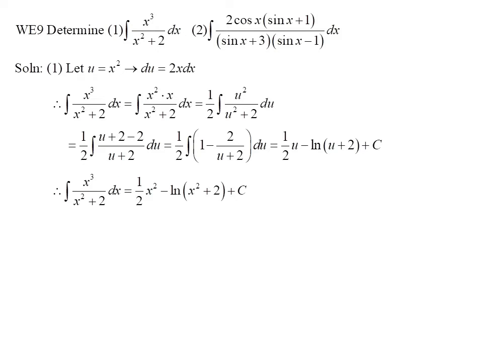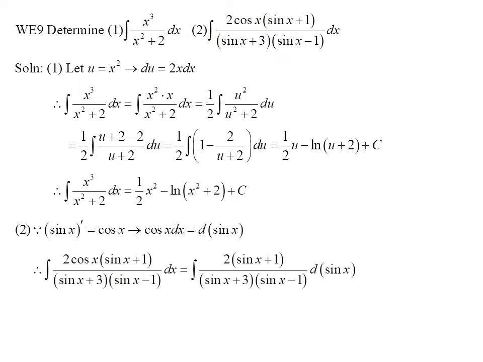After substituting back to the variable x, the antiderivative equals x squared over 2 minus ln of (x squared plus 2) plus c. As for the second antiderivative, since the differentiation of sine x is cos x, so cos x dx can be expressed to d sine x.